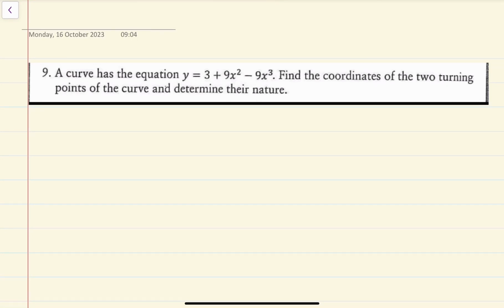This question says a curve has an equation y is equal to 3 plus 9x squared minus 9x cubed. Find the coordinates of the two turning points of the curve and determine their nature. So this is a differentiation question. The first thing you need to do is find where the turning points are.